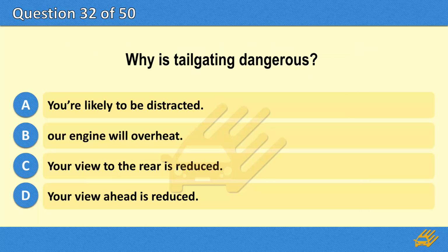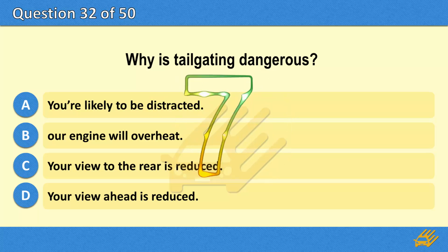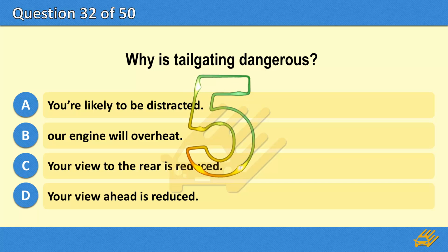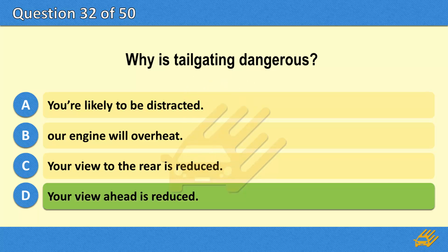Why is tailgating dangerous? A. You're likely to be distracted. B. Your engine will overheat. C. Your view to the rear is reduced. D. Your view ahead is reduced. The correct answer is D. Your view ahead is reduced.